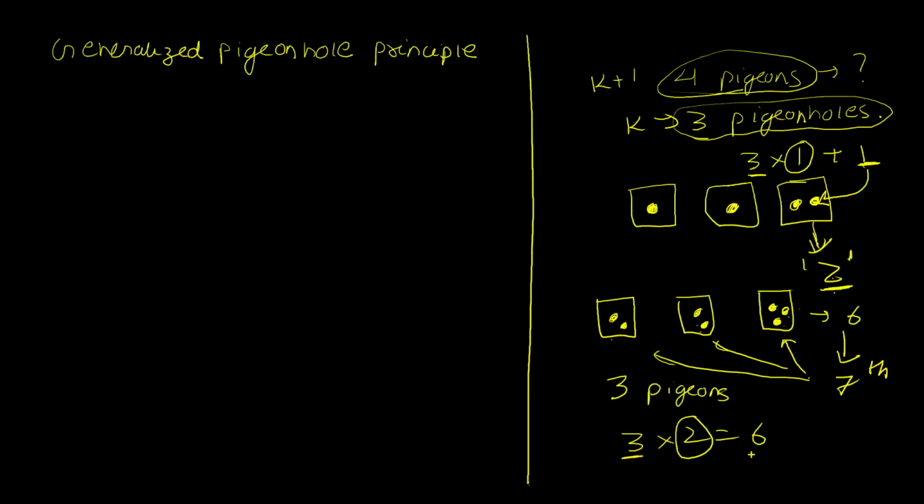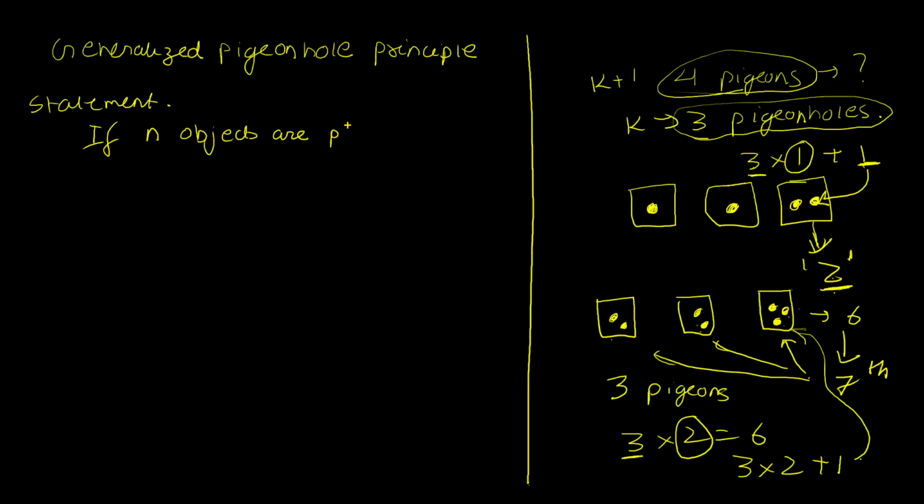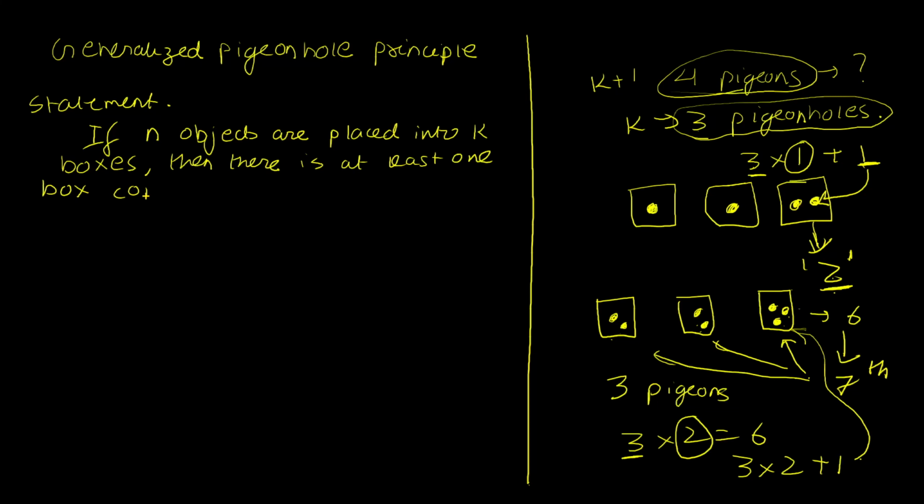But if I have 1 more than that, 3 times 2 plus 1, then I'm able to guarantee what I want, that 3 pigeons will be in the same pigeonhole. So with that, I think we're ready to make sense of the statement. If n objects are placed into k boxes, then there is at least one box containing at least the ceiling of n by k objects.